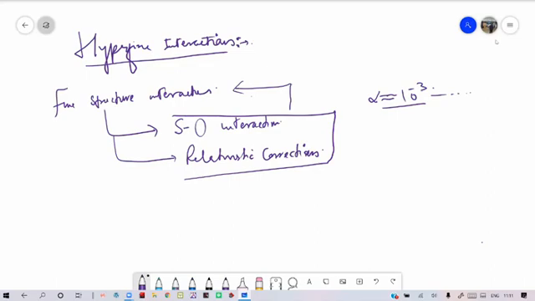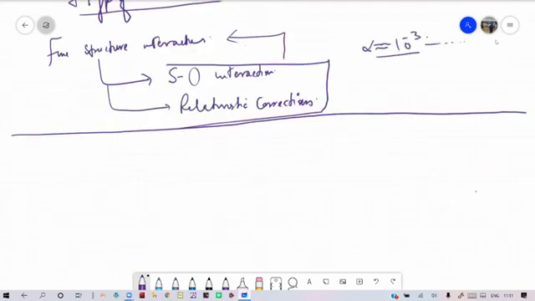Like we have fine structure interactions, which include spin orbit interactions and relativistic interactions, we have hyperfine interactions. So what is the origin of these hyperfine interactions? We will discuss in brief.